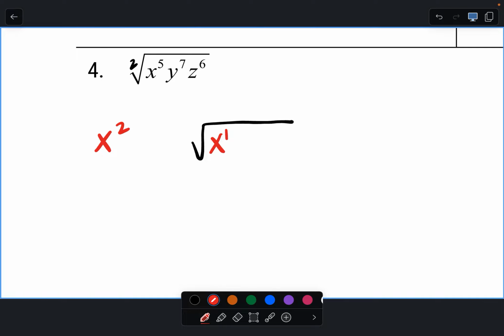Now, does 3 go into 12? How many times? 4. So I'm going to pull b to the power of 4 outside. Do I have any questions so far?